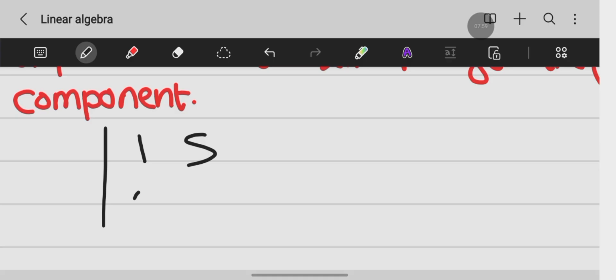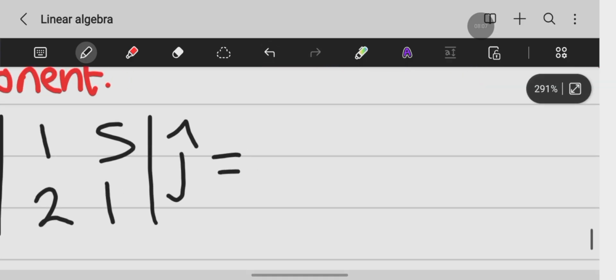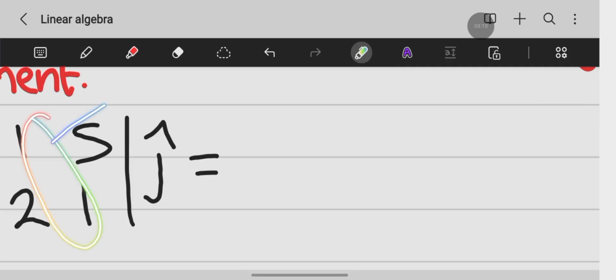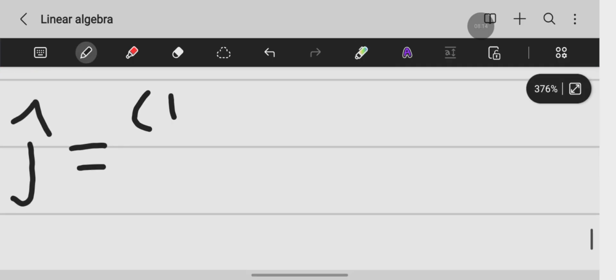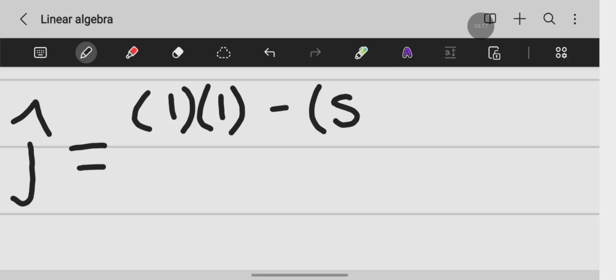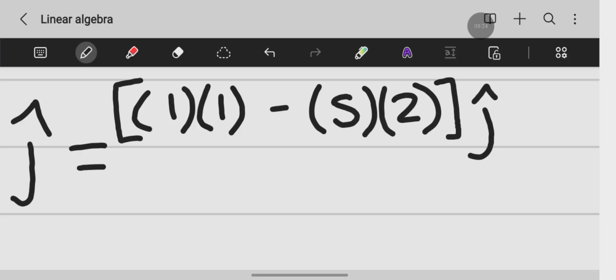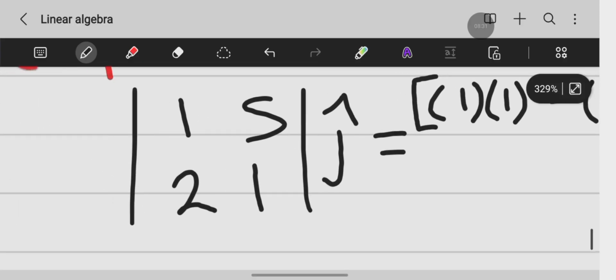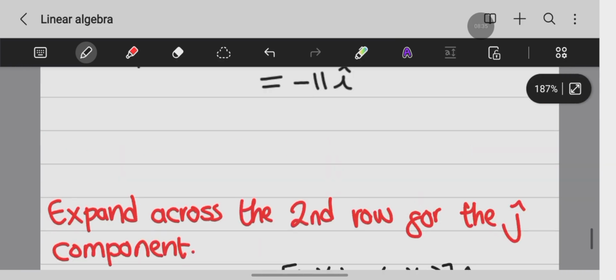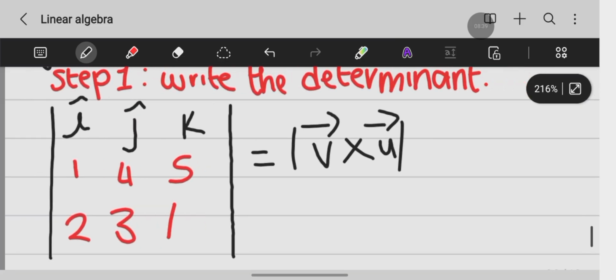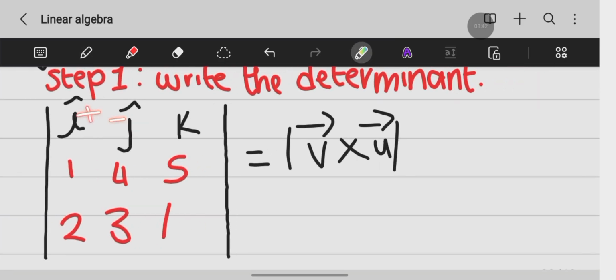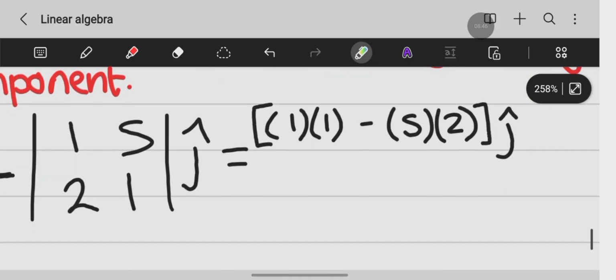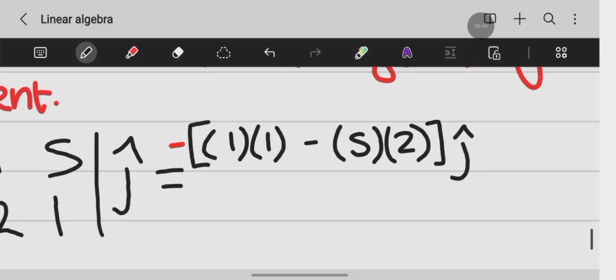So you have 1, 5, 2, 1, see, and your J unit vector. And this would basically be 1 times 1 minus 5 times 2. So 1 times 1 minus 5 times 2. I would actually advise you to not really rush, even though you feel like you know your calculations. Just don't rush, because you might make mistakes like I just did. We actually have to have a negative here, because what you do is you go plus minus plus, right, with determinants, and I didn't have that. So yeah, just be careful with your steps.